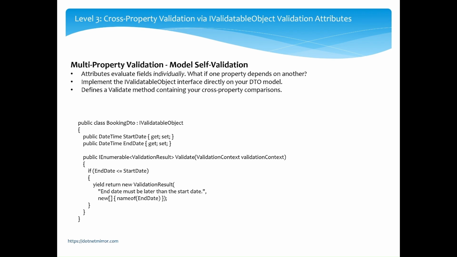Let's check out the code. Look at this implementation for a booking DTO object. It implements the IValidatableObject interface, which forces us to declare this Validate method, returning an IEnumerable of ValidationResult. Inside, we write a straightforward comparison check. If end date is less than or equal to start date, we have an invalid date range. We then use yield return to send back a ValidationResult containing our error message, explicitly linking it to the end date property name. This ensures client apps know exactly which field failed.